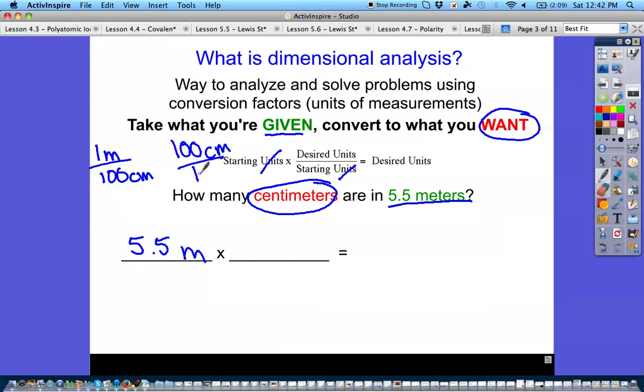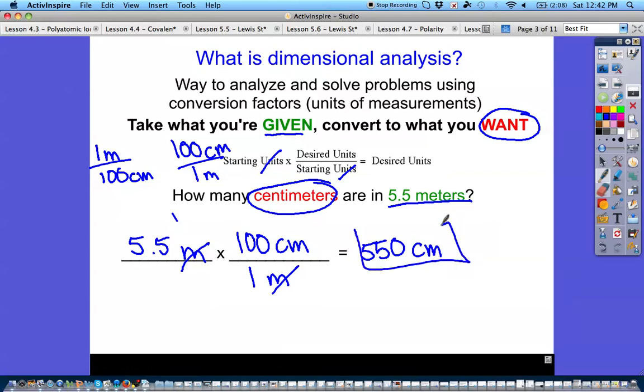So we want whatever our starting units are here to be the units on the bottom over here. So since we have meters here, we're going to put meters on the bottom over here. And so that's going to have us have the 100 centimeters on the top. So our meters are going to cancel. So we're going to take 5.5 times 100. And so that's going to give us 550. And our unit is centimeters. And that is our final answer for this problem.